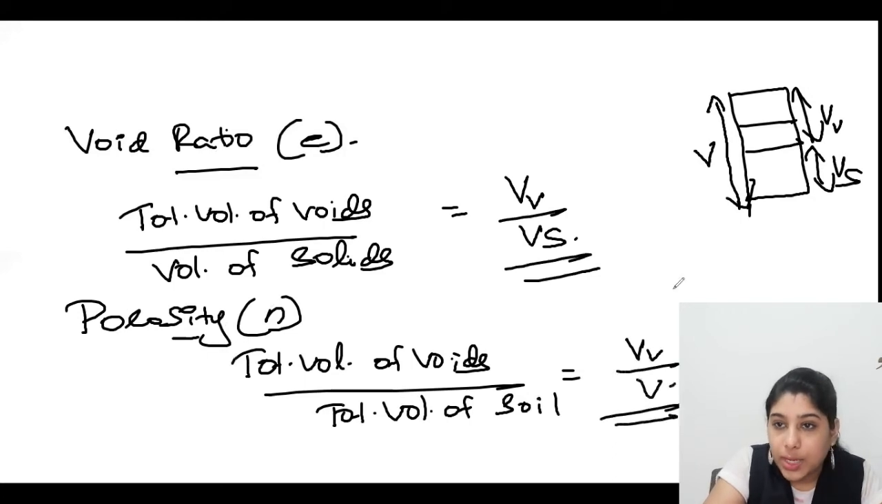So here we are taking the ratio of VV by VS. Here we are taking the ratio of VV by V. That is the difference between void ratio and porosity.